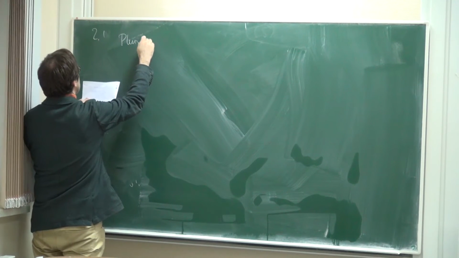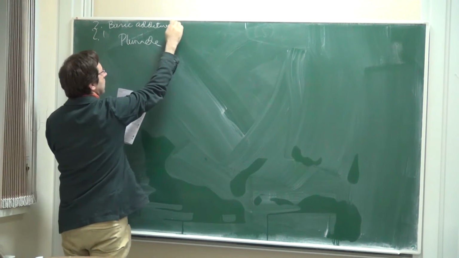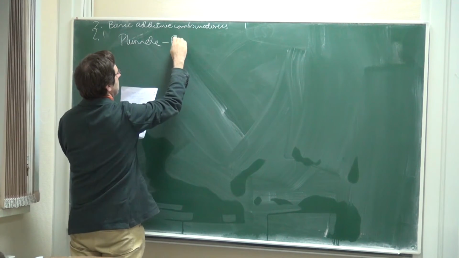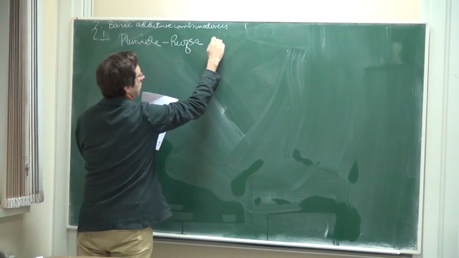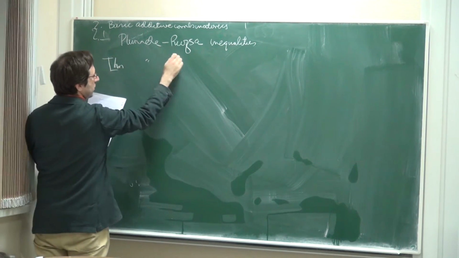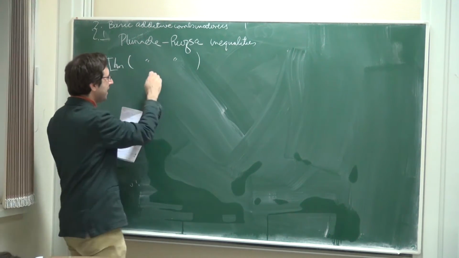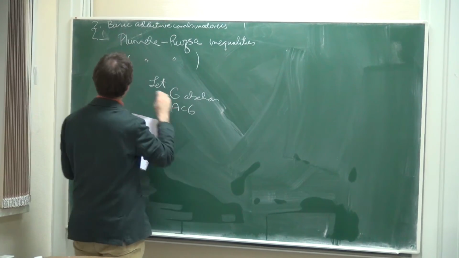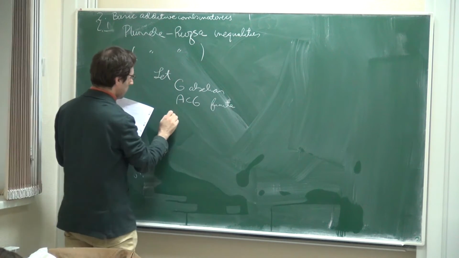So there are the Plünnecke-Ruzsa inequalities, which would be basic additive combinatorics. So, what are the Plünnecke-Ruzsa inequalities? It's the theorem of Plünnecke-Ruzsa. Let G be an abelian group, and let A in G be finite such that A grows slowly. Let me call this theorem 2.1.1.